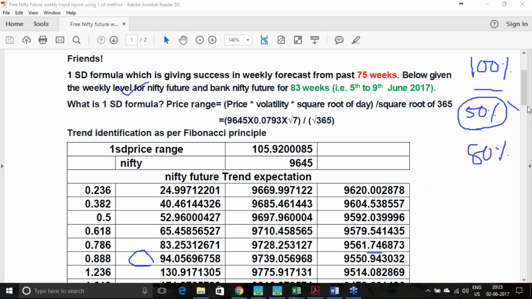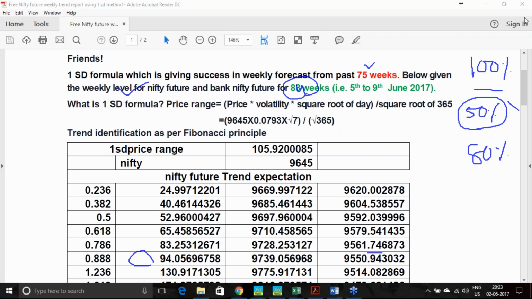And so far, this one standard deviation method, last week I have not given because of some technical difficulties. If you compare the past 83 weeks, we have been giving this one. This is the 84th week we have given. Out of that, 75 weeks it has given the success.